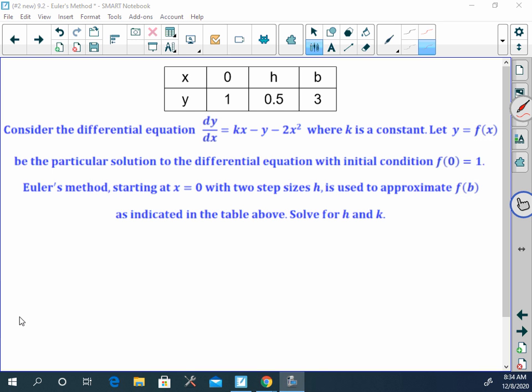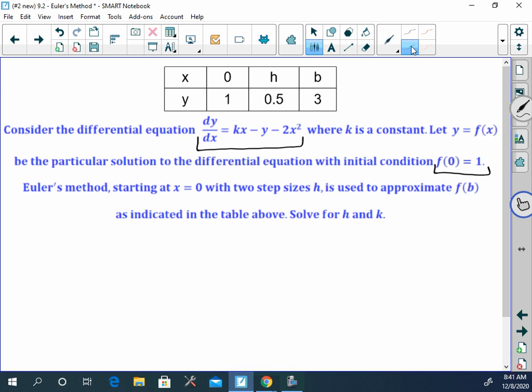Okay, so consider the differential equation. So we're given it again, k is a constant. Let y equals f of x be the particular solution to the differential equation given our initial condition. So I'm going to put my little boxes around this and this. And then Euler's method, starting at x equals 0 with 2 step sizes h, is used to approximate f of b as indicated in the table above. Solve for h and k. Do you guys like the challenge of trying it yourself first? It's probably more fun than just listening. Okay, go ahead and take a couple minutes.